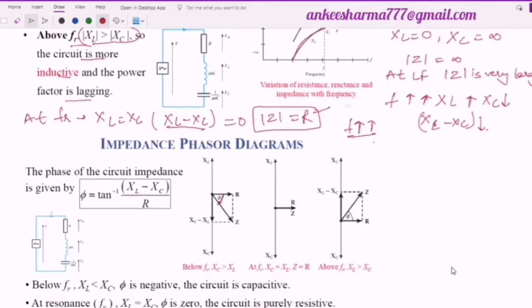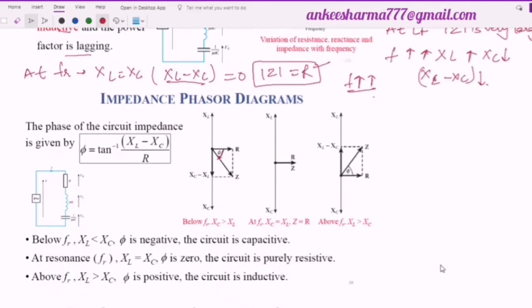Now let's move on to the phasor diagrams. In the phasor diagram, we are also getting the information related to the phase along with the magnitude. So here we can see three scenarios where XC is greater than XL, XC is equal to XL, that is resonance, and XL is greater than XC. It means we are discussing three frequencies: one below the resonant frequency, one after the resonant frequency, and the third at the resonant frequency. So below the resonant frequency, the circuit is more capacitive.